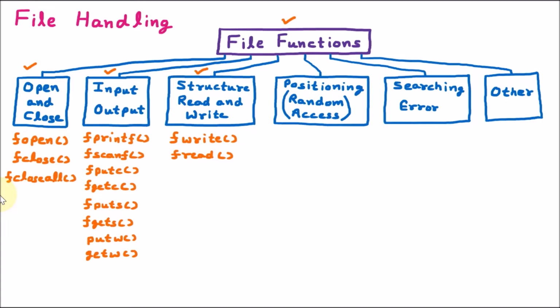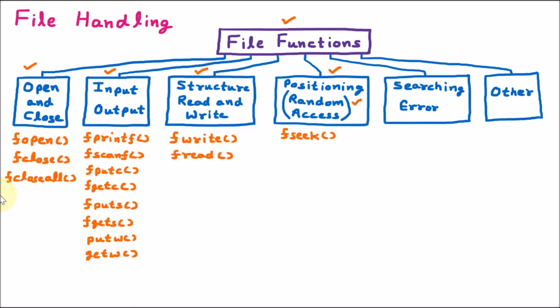Next file function category is file positioning functions. They are also called random access functions. Inside the file we can go to a specific location. For that these functions are used. That's why they are called file positioning functions or random access functions. Here we have the first function, which is fseek. Seek means we have to go to a specific location. With the help of the fseek function we can move the file pointer to a specific location.